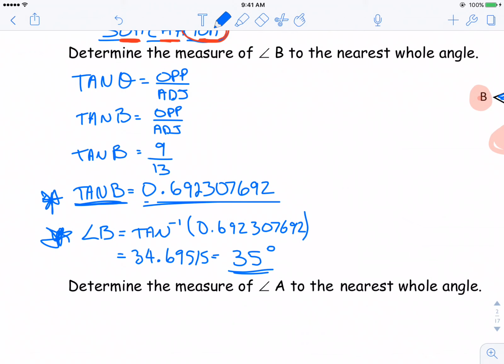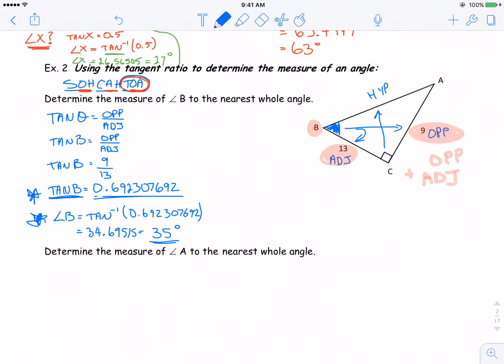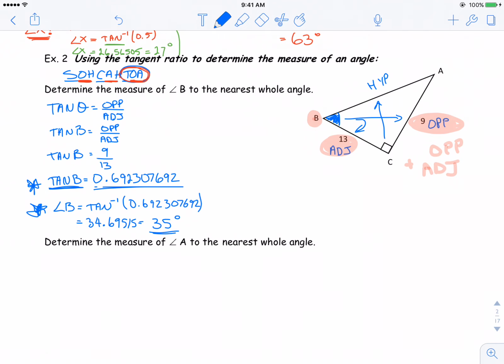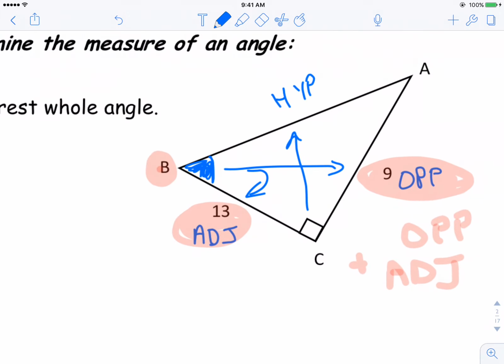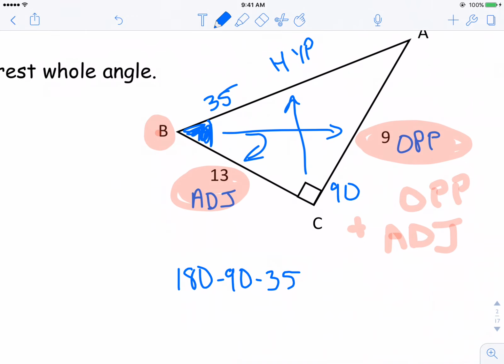We'll come back. Oh, this is still part of example 2, so we'll continue here. Determine the measure of angle A to the nearest whole angle. So now we have our same triangle, but it wants us to determine the measure of angle A. So if we already know angle B to be 35 degrees, and I know that this is 90 degrees, I could simply say 180 minus 90 minus 35 and get 55 degrees for angle A.